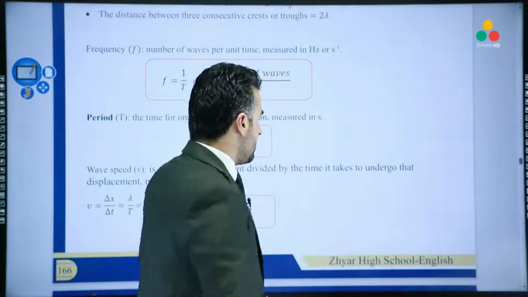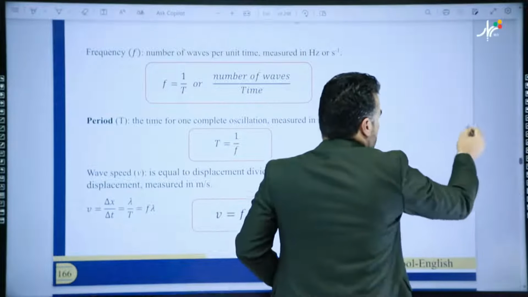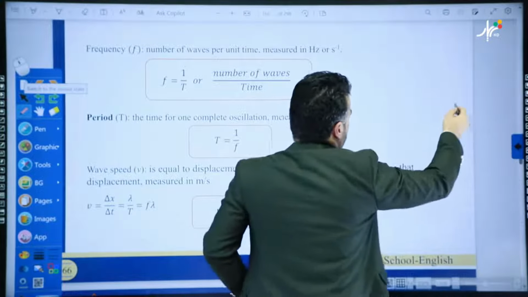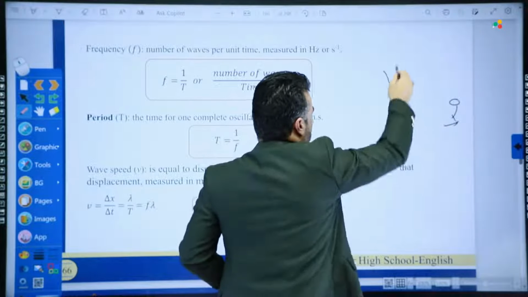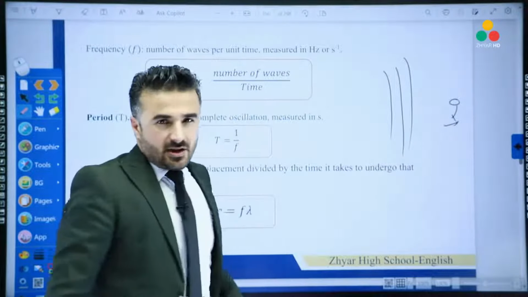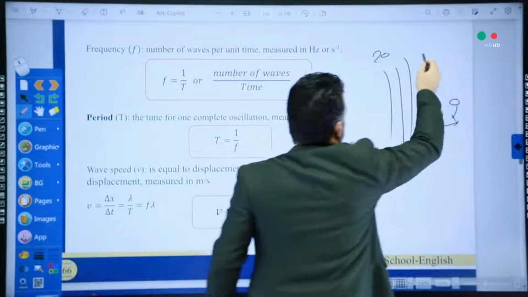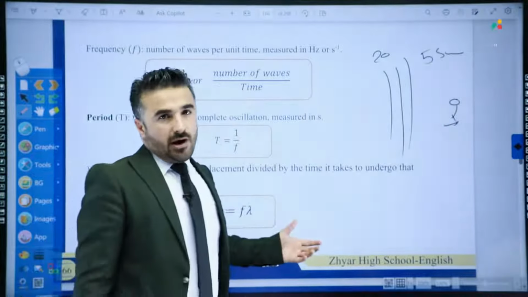Let me give you an example. Let's say you're sitting by the shore and you observe the ocean water, all right? And then you observe the water waves coming to the shore. You'll notice that 20 waves, let's say, make it to the shore in 5 seconds, yeah? In this case, what would be the frequency of the water waves?